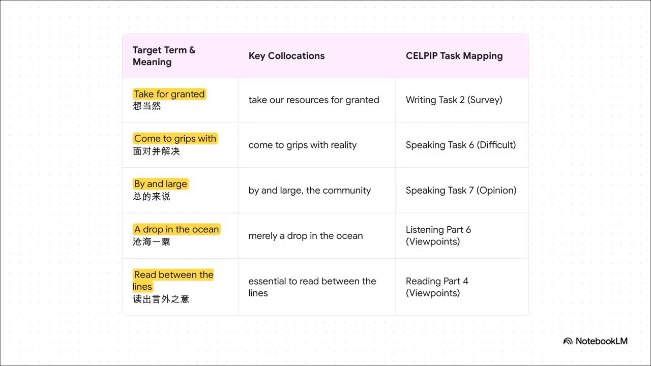Then, by and large. By and large. 总的来说. By and large, the community agrees. See, that's an elite natural transition for task 7.